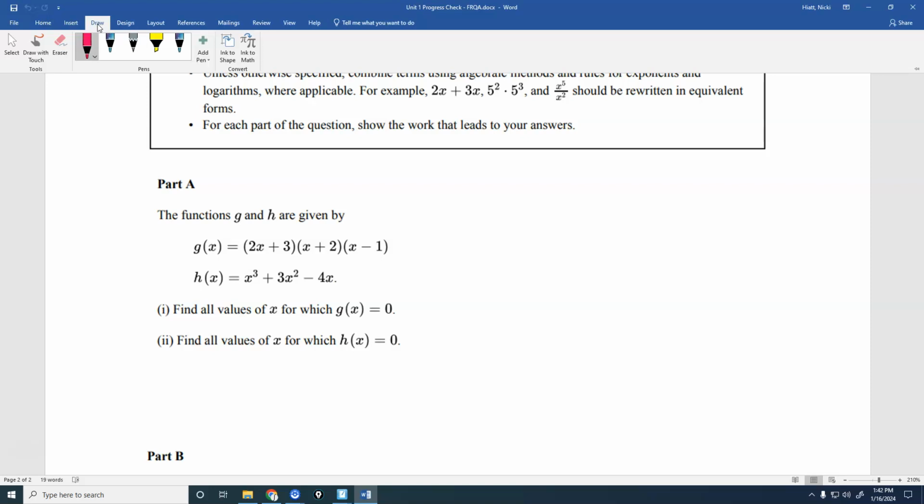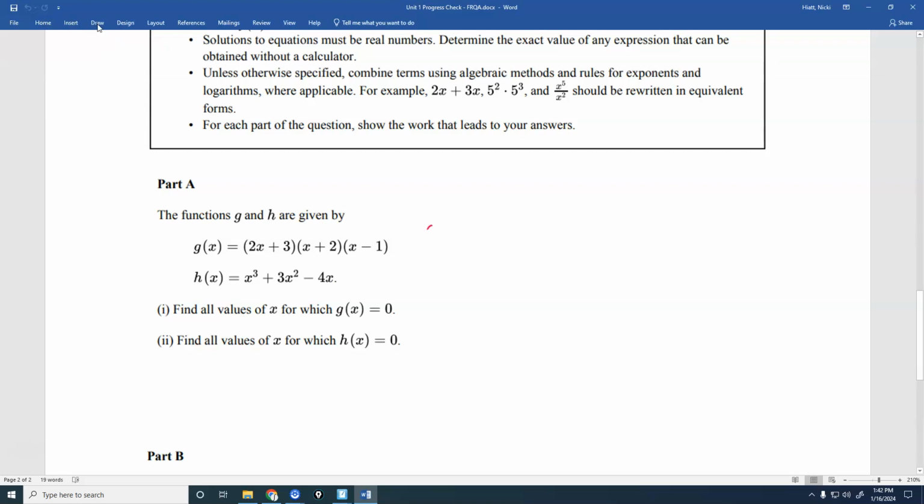What do you do with that 2x plus 3? What are you going to get? Set equal to 0. So you'll have 2x plus 3 equals 0. You'll subtract that 3. 2x will equal negative 3 and divide by 2. So x equals negative 3 halves is one of those zeros. Or if you want to do negative 1.5, either one is fine.